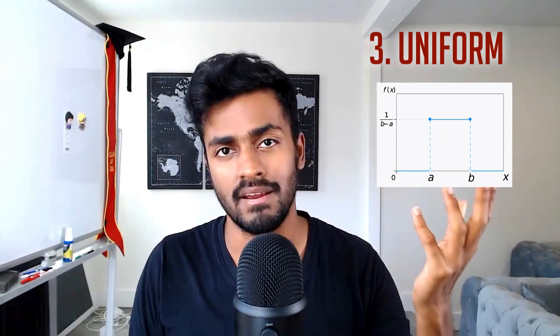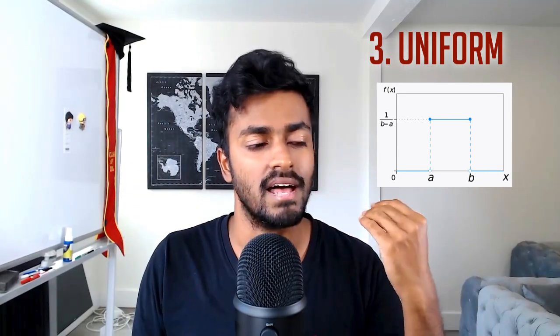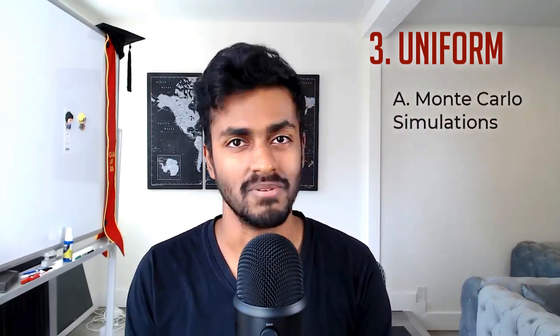Coming up on number 3, we have the uniform distribution. Now, the uniform distribution kind of comes to mind when I talk about randomness. Even though all distributions do exhibit some form of randomness, the uniform distribution allows us to equally select samples with equal probabilities. A good place where I've used this at work is in Monte Carlo simulations.